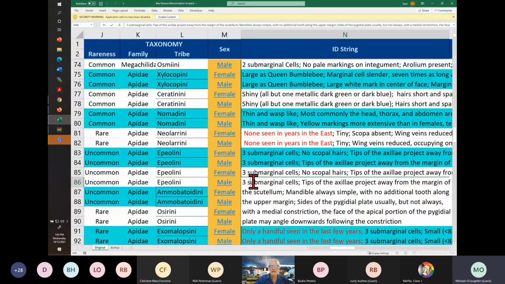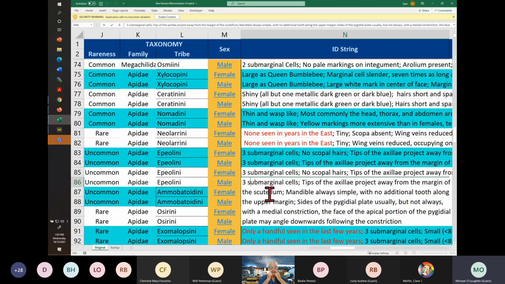And a place of differentiation between Epeolus and Triepeolus is that in the males, the mandibles in Triepeolus are always simple. In other words, they just have a simple end point. And in Epeolus, there's usually a secondary tooth on there. Now, having not made a complete study of this, I'm not sure that's 100% of the time, but probably if you saw a tooth, it's going to be an Epeolus in a male.